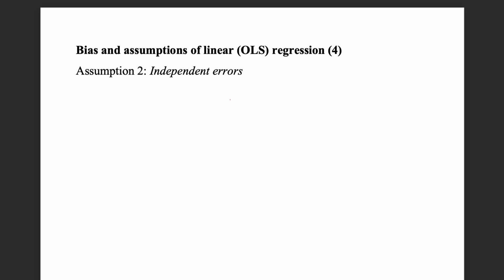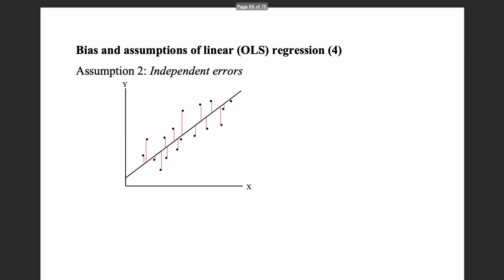A second assumption that we are making with these models is that the errors in our model, so the error term that we add in our model for each observation, that's the difference between what we predict and what we actually observe on our dependent variable, are independent from each other.